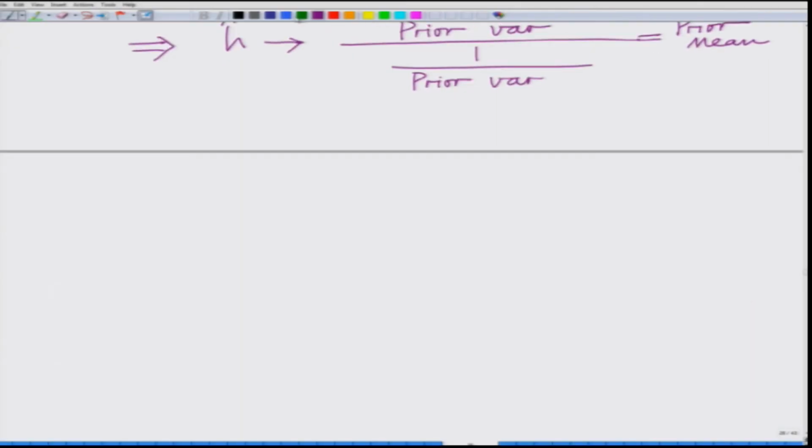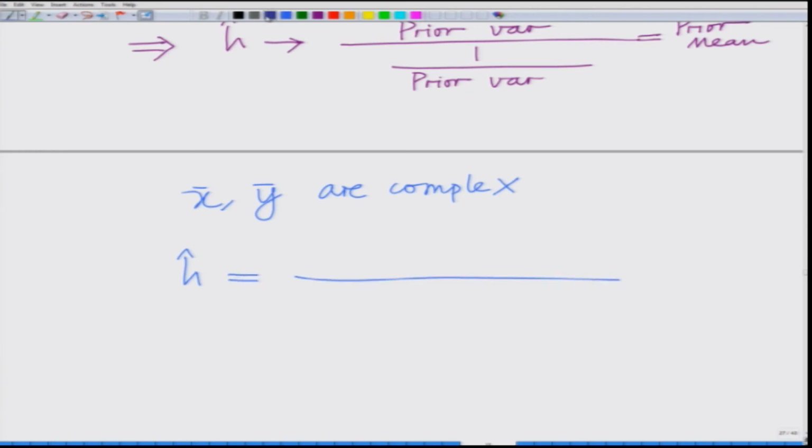And now another small point, what do we do when the quantities x bar, y bar and h are complex quantities, when x bar comma y bar are complex? What do we do in this scenario? Then the MMSE estimate h hat is also going to be complex. All we have to do is replace the transpose by the Hermitian. So, we are going to have the MMSE estimate as x bar Hermitian y bar divided by norm x bar square.